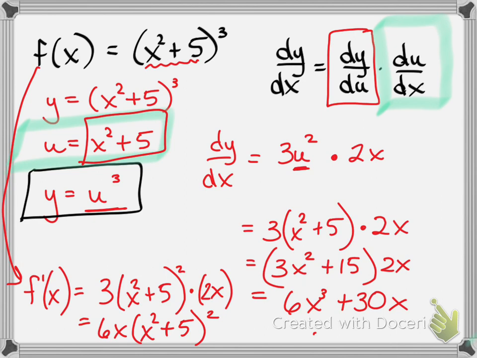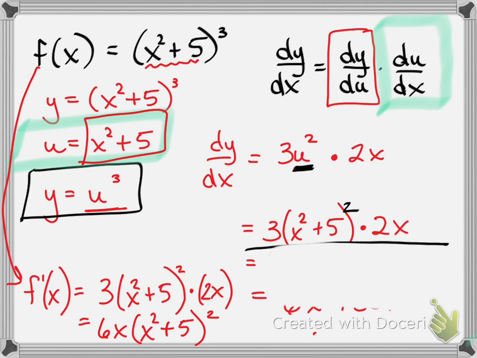I paused it for a second because these weren't working out the same way. And it's because right here, when I back substituted for my u, it was supposed to be u squared, and I dropped that. So I can actually not do any of this simplifying that I did because I dropped my squared. All I can do is 3 times 2x times x squared plus 5 squared. I knew I made a mistake somewhere, but I wasn't sure where it was.